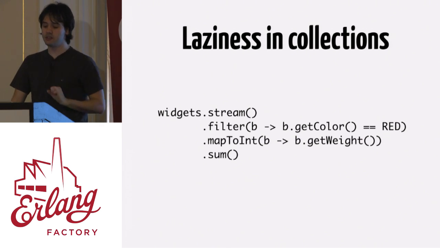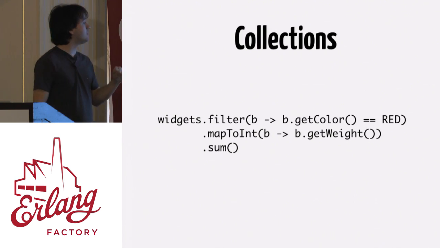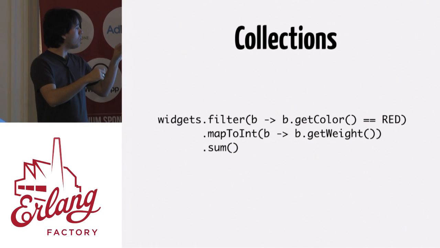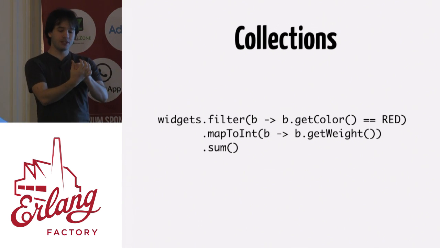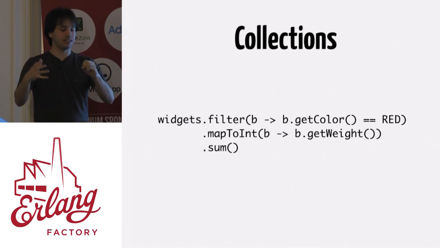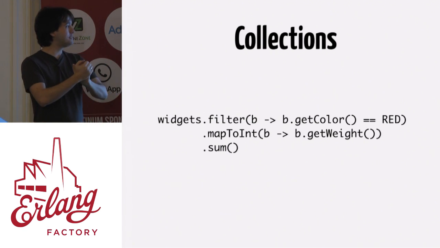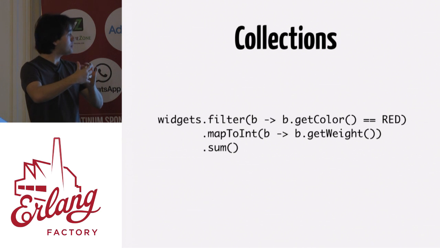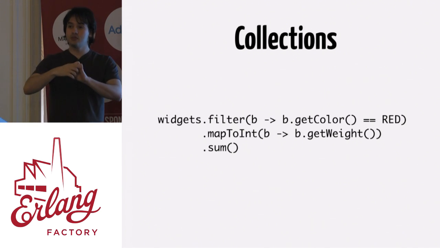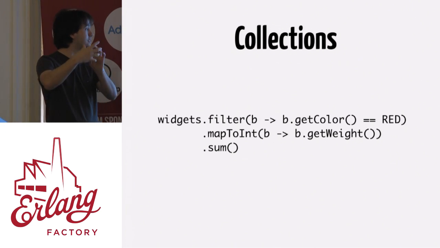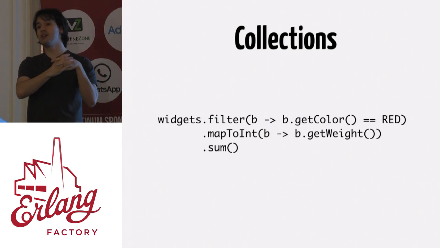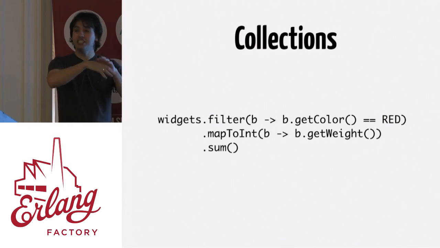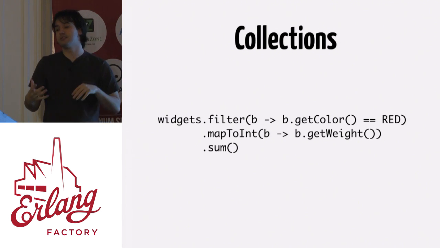In order to understand how this works, I will go back to the previous slide. What is happening here is that we have widgets.filter. Let's imagine widgets is a list. It's getting the widgets as a list and then filtering, and after filtering, it creates a new list. Then you call mapToInt, which is going to get integers, but as a new list. And then you sum everything together. So what is happening here is that we are traversing the list multiple times and generating intermediate lists.